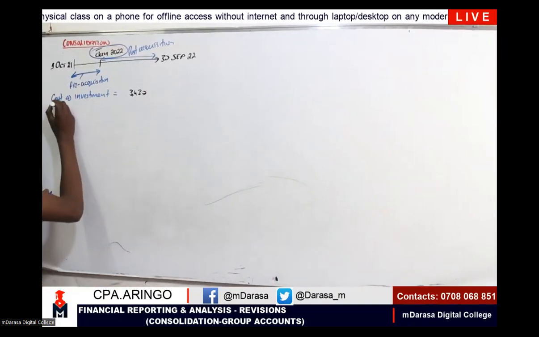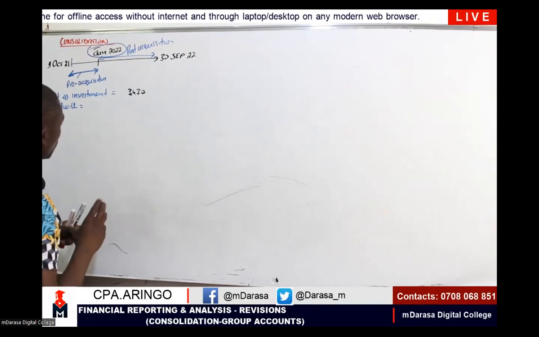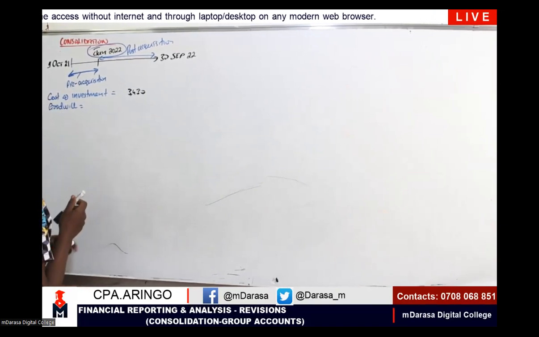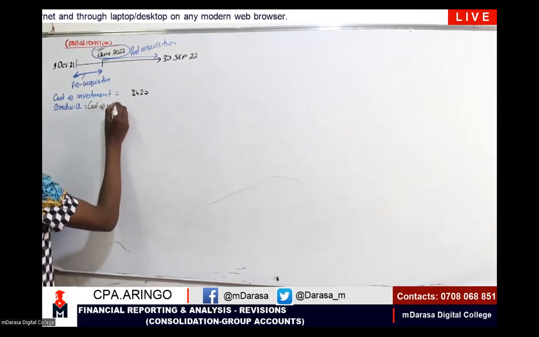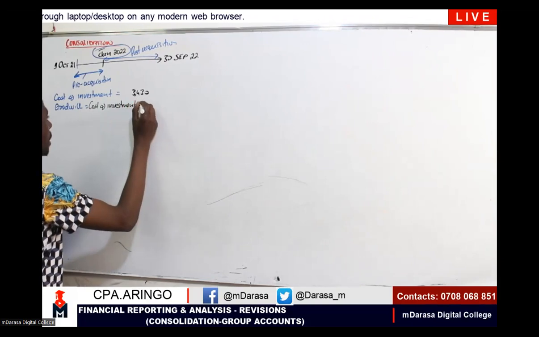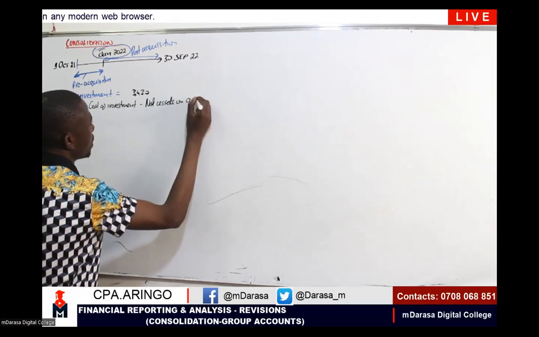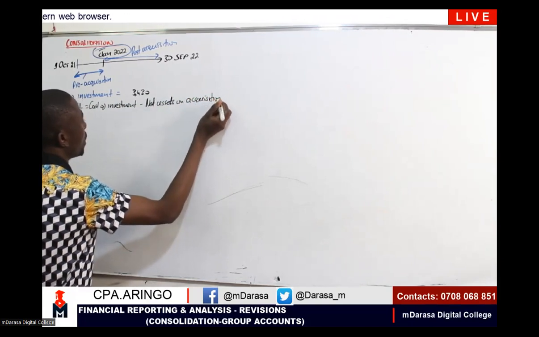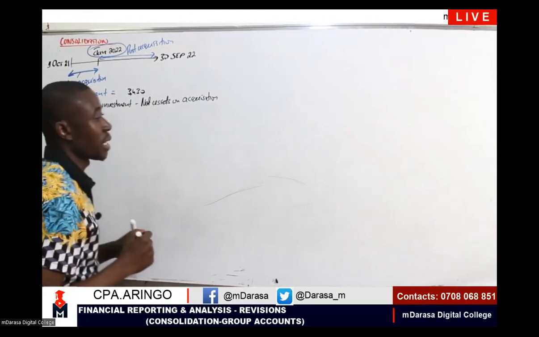Recall goodwill. We normally tend to talk of our cost of investment minus net assets on acquisition. So simply, what are we going to do? In the event that the examiner has not told you to use the partial method, we'll always be using the fair value or full method.